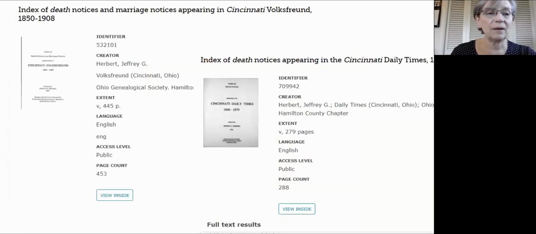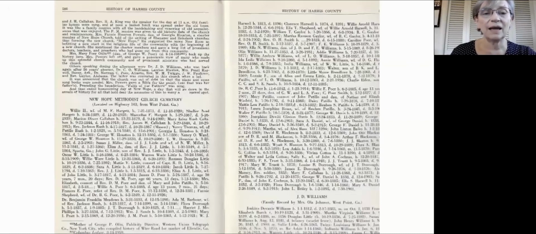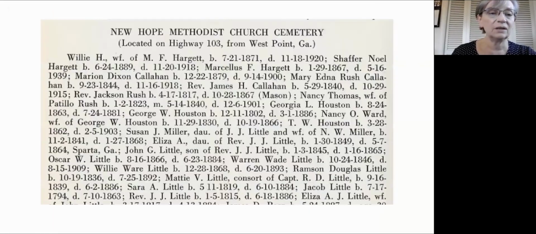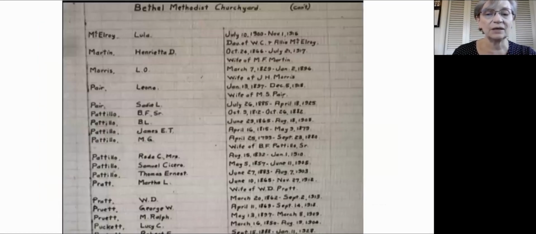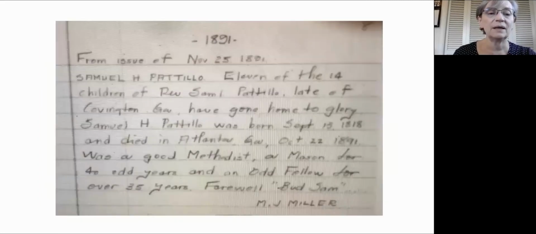This is just examples from the FamilySearch Digital Library. When you find a book on the digital library, you can actually use optical character recognition to search within that book. This is a page from a book called The History of Harris County, Georgia. And here's a close-up of a portion from that page. They went through every cemetery in that county and recorded the information from the headstones. And this was done so long ago that now some of those headstones are not even legible or recorded somewhere else.